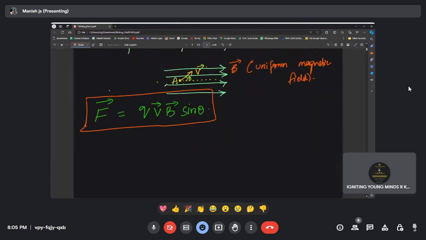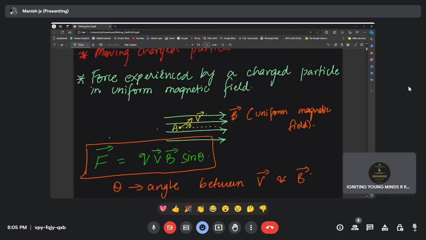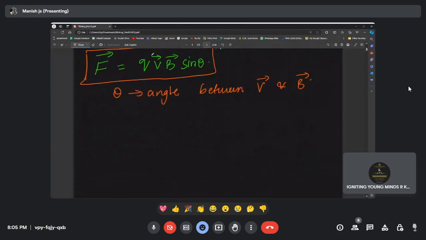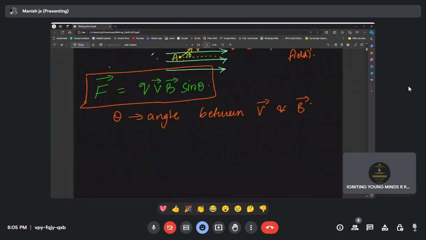Now what is theta? Theta is the angle between your velocity vector and the magnetic field vector, that is, between V and B. This is the force experienced by a charged particle that is going to move in the region of uniform magnetic field. Now, based on the angle theta, the force is going to vary.